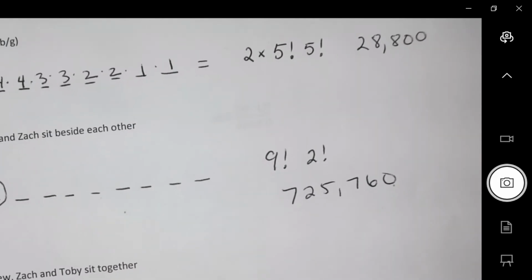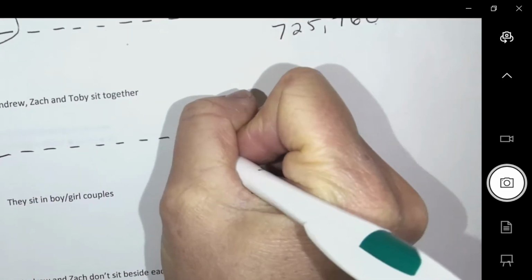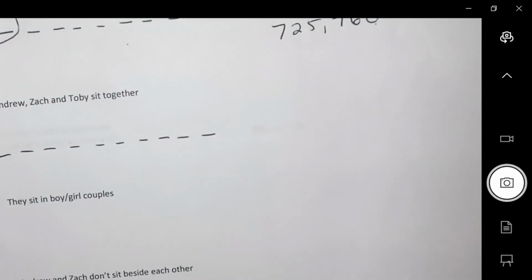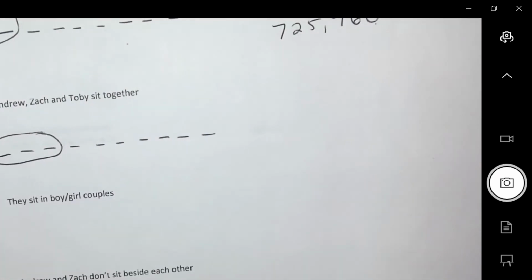Okay, so let's apply that to question D. Andrew, Zach, and Toby, the three of them are going to sit together. So these three people, when they move around together, kind of like having one position. So how many things am I going to be able to move around now? 8. Okay. I could move them around in 8 different positions.